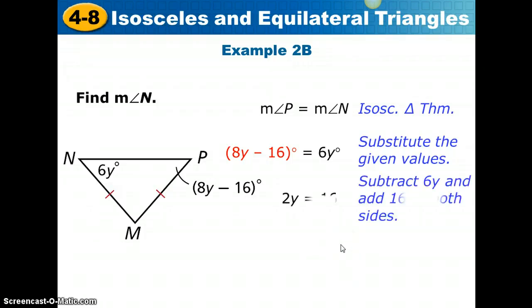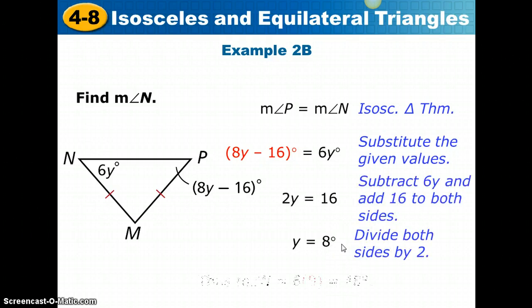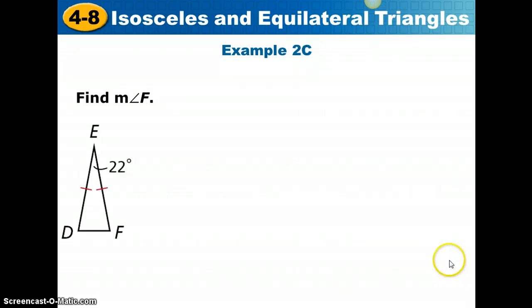Okay, you should have gotten that 2y equals 16, so y equals 8. If we take that value and plug it in as 6 times 8, we get the measure of angle N is 48 degrees. Why don't you take a moment to try and work through example 2c. This one's going to be a lot more like example 2a, but take a few moments to try and solve for the measure of angle F.